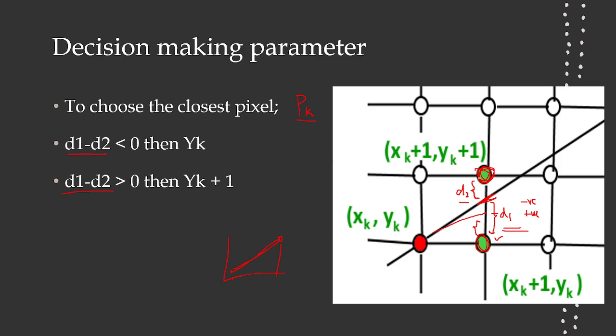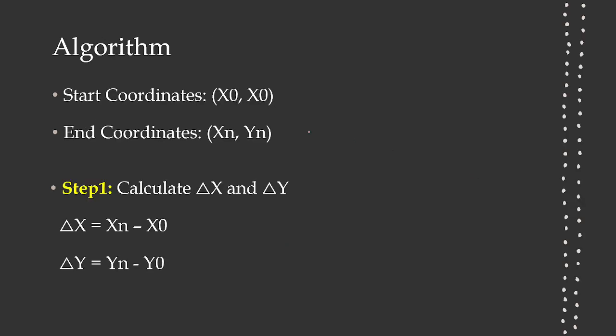So this is the way we make decisions. And how is it done in the algorithm? We'll just have a look. So this is the algorithm. We'll have a starting coordinate and an ending coordinate. As I said before, it works between two coordinates and draws a line, making decisions at each pixel. At each point we make a decision, and as a result the output is a straight line. So the start coordinate is x naught, y naught. Okay, there is a typo here. It's x naught, y naught.